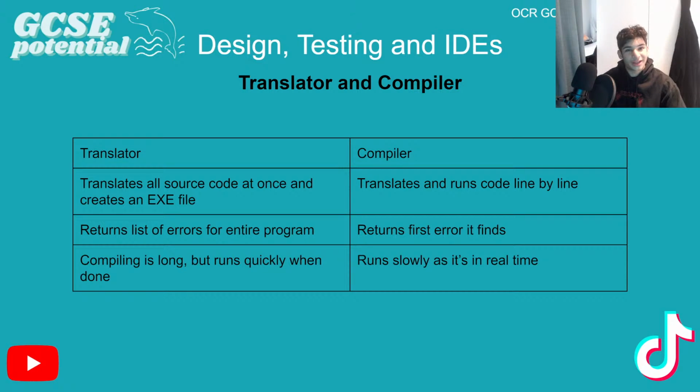With a translator, compiling is a bit longer because you have to convert it all at once. But when it does run, it's very quick to run because it's all converted already. But with compilers, it runs slowly as it's all done in real time.